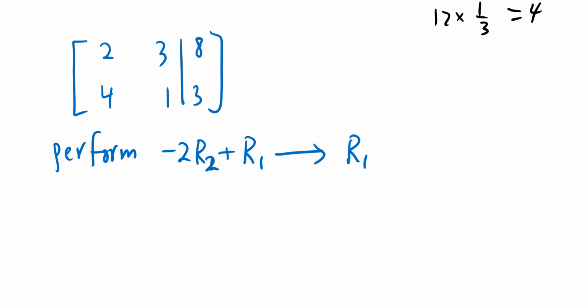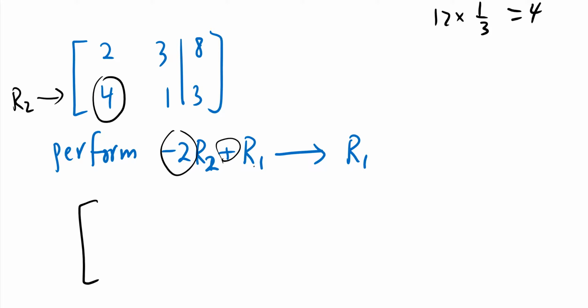Here, what we're going to do is multiply row 2 by negative 2. And whatever result we get, we add it to row 1, and that result goes to row 1. So if you take this, that's row 2. Multiply 4 by negative 2, that is negative 8. Add it to row 1. So negative 8 plus 2 is negative 6.